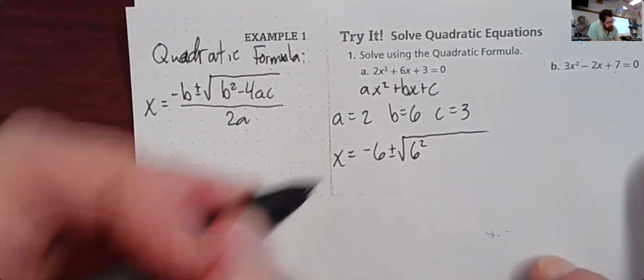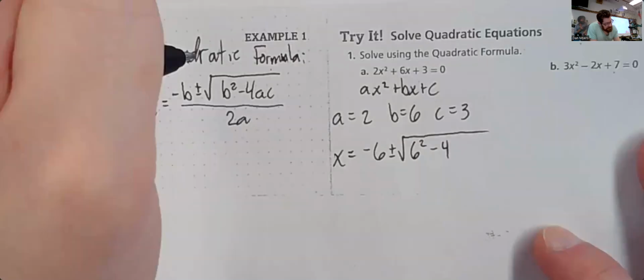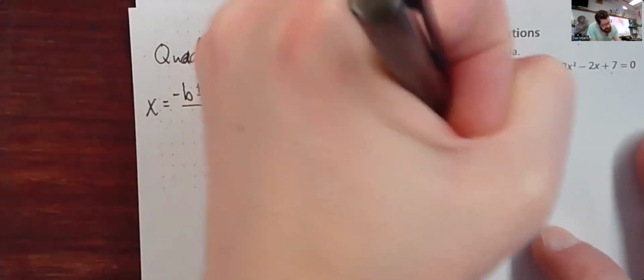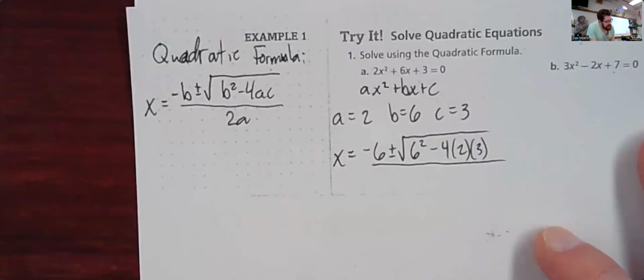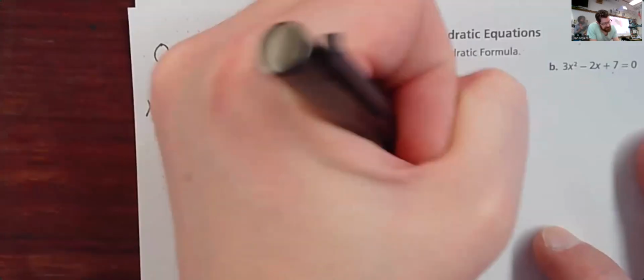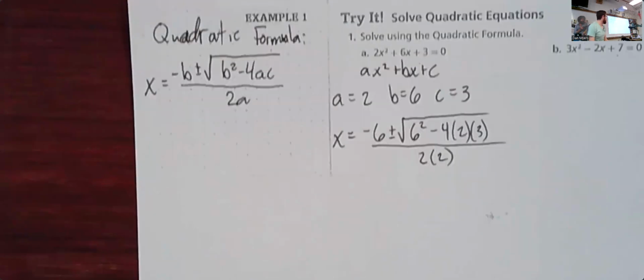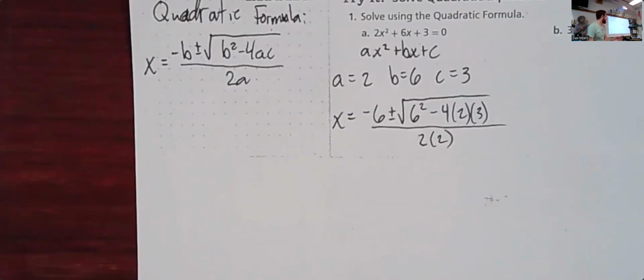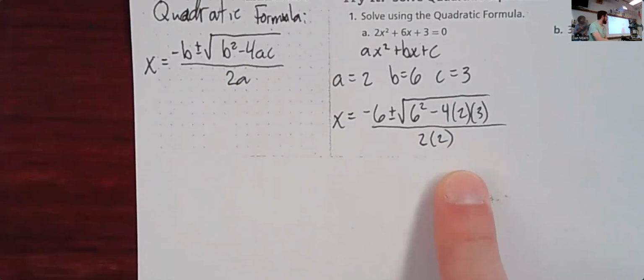And then minus 4 times a, which is 2, times c, which is 3. Then we're going to divide that by 2 times a, which is 2 times 2, so you can just write 4 on the denominator if you want to as well. If you want to do some mental math before you actually write it out, that's fine with me.